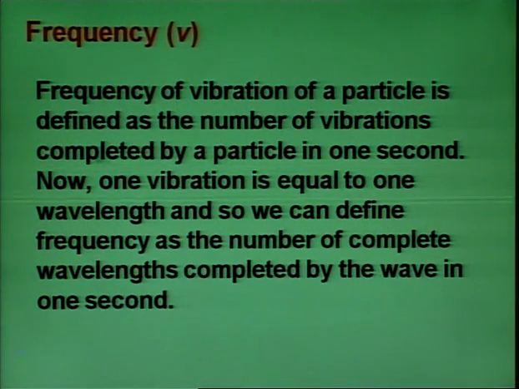Frequency of vibration of a particle is defined as the number of vibration completed by a particle in 1 second. So number of vibration completed by a particle in 1 second, or one vibration is equal to one wavelength. So we can also define frequency as the number of complete wavelengths completed by wave in 1 second. So we can define frequency in either of the way, either in terms of vibrations or in terms of wavelengths. So this is number of vibrations completed by particle in 1 second, or this is number of complete wavelengths completed by wave in 1 second.